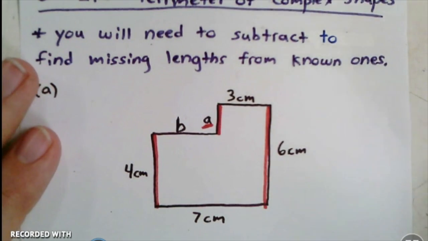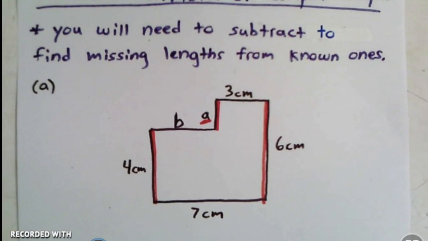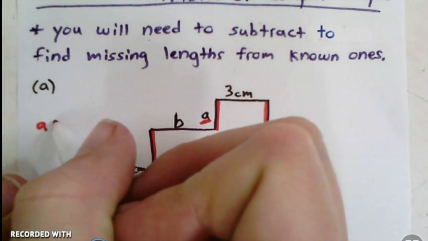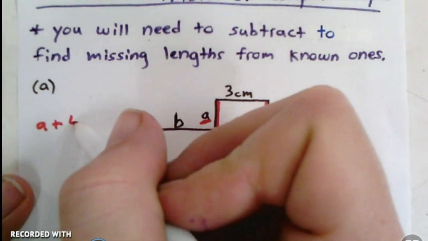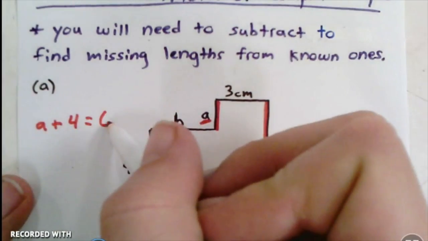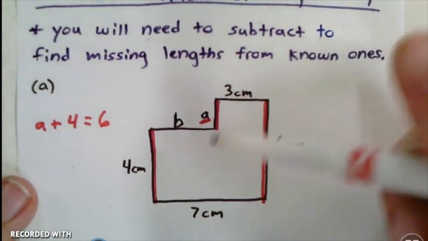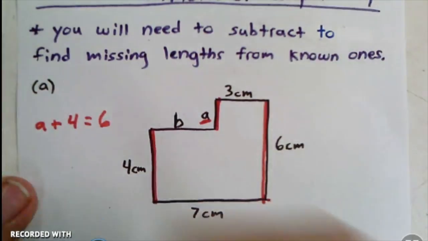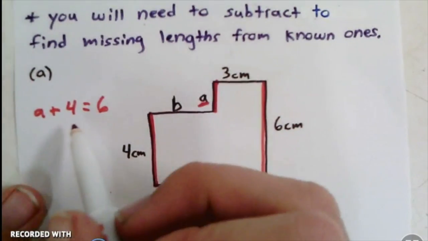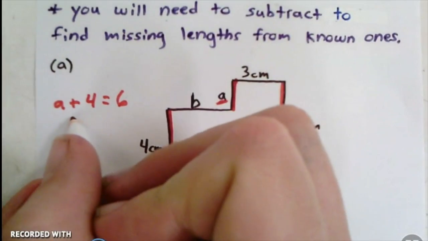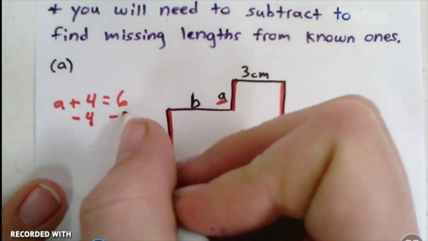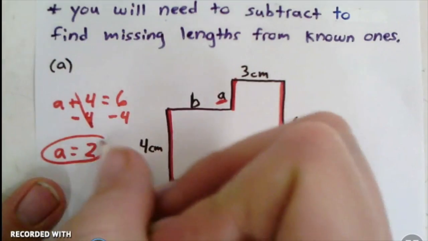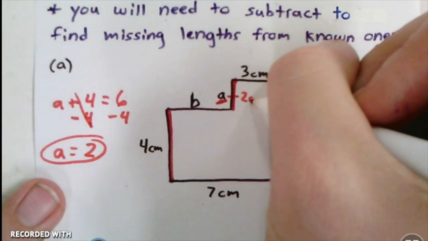Now I'm going to write a little equation to solve for the one that is missing. So I've got A plus 4 equals 6. Don't you agree with me? A plus 4 is going to equal the distance of 6. So how do I solve for this? Well, I look at my variable. Right now it's being added. I want to undo that. I'm going to subtract 4 and subtract 4, and I get A equals 2. So this A right here is 2 centimeters.